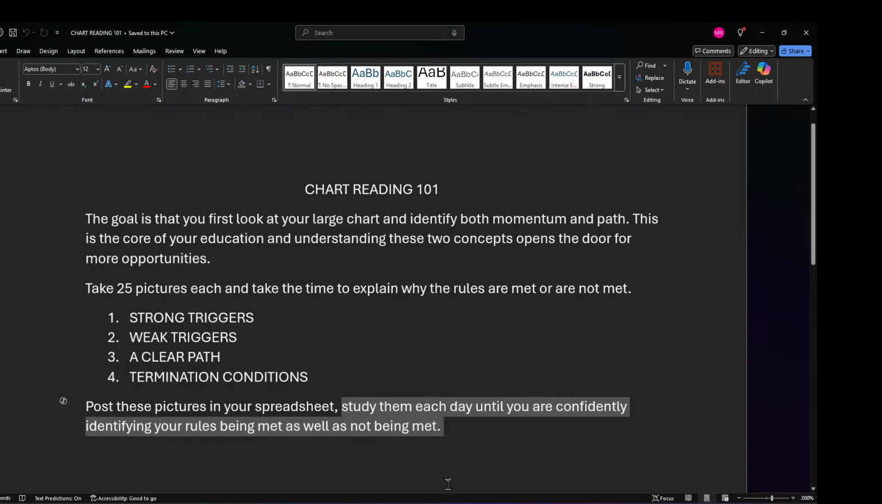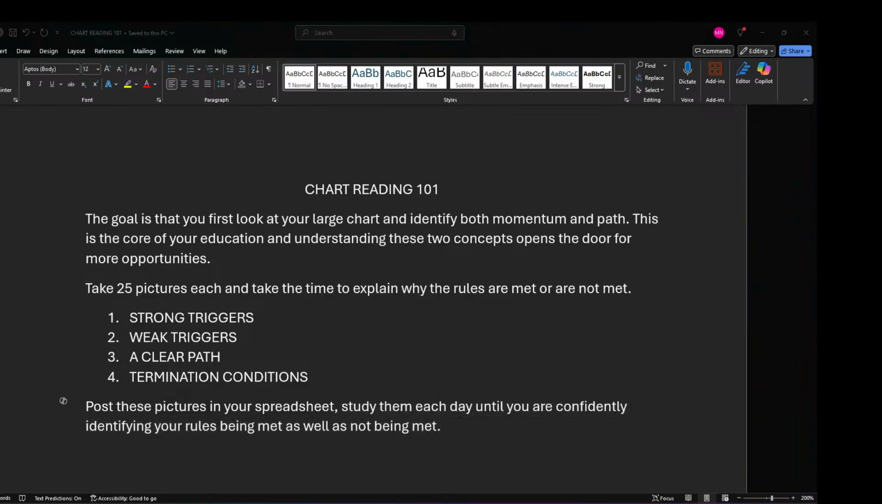But if you study these each day, what happens even faster, that drinking from a fire hose feeling goes away quickly because you know you're looking for momentum and path. And I promise you, after 25 pictures and a little bit of annotation, you're going to know exactly what you're looking for. And the only way you will ever trade without your rules being met is because you make the choice to adjust your plan, to risk it because of the advantages, whatever you want to call it. But once you can do this, I'm telling you, it's the golden goose.